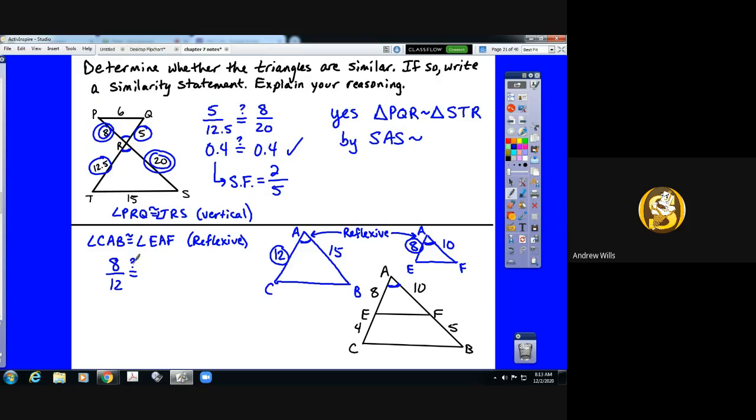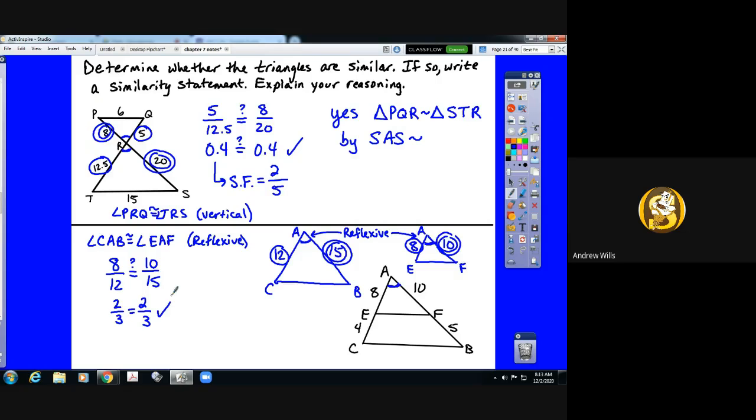Is that equal to bigger side to bigger side, 10 to 15? Now, in this case, neither one of these fractions contains decimals, so we really probably shouldn't need to use the calculator. We should just be able to reduce those fractions. 8 divided by 12, they're both divisible by 4. That reduces to 2/3. 10 divided by 15, they're both divisible by 5. That also reduces to 2/3.